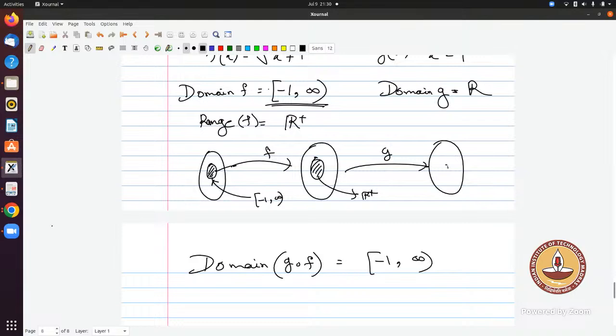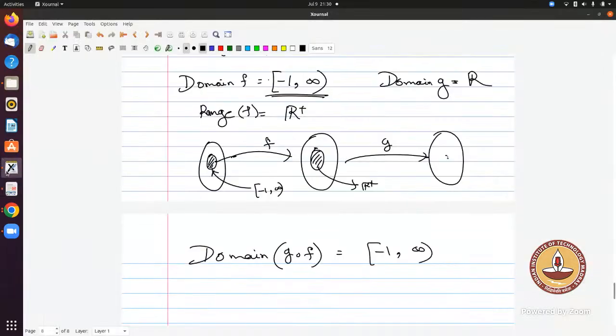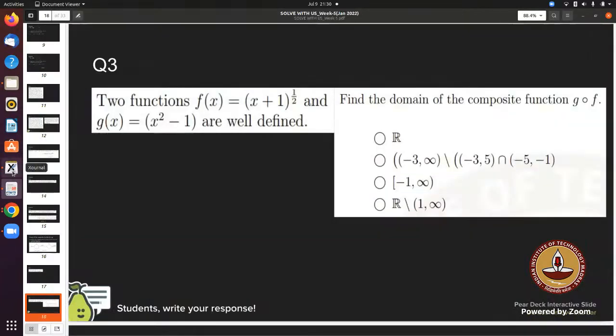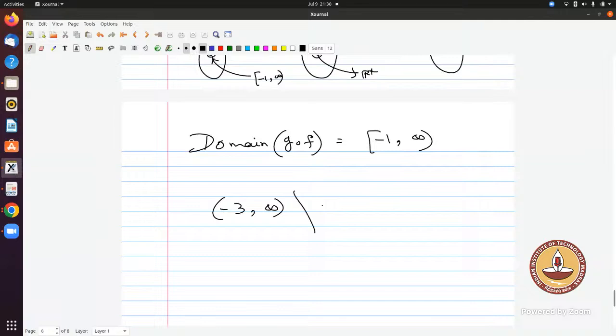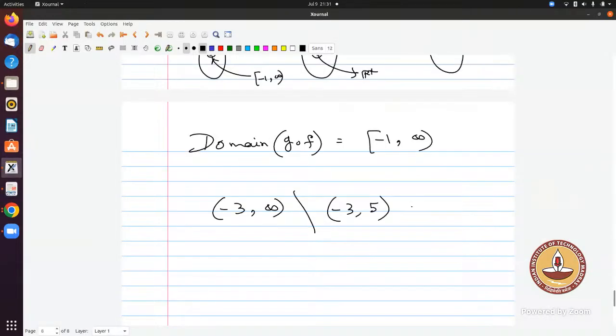Okay. Now, is there any other option which is correct? Let us check option 2, because the first and fourth options are not correct, that is clear, right? Option 2 is: open bracket -3 to infinity, set -3 to 5, intersection -5 to -1.